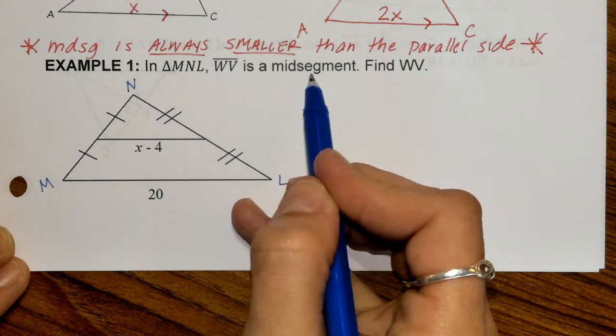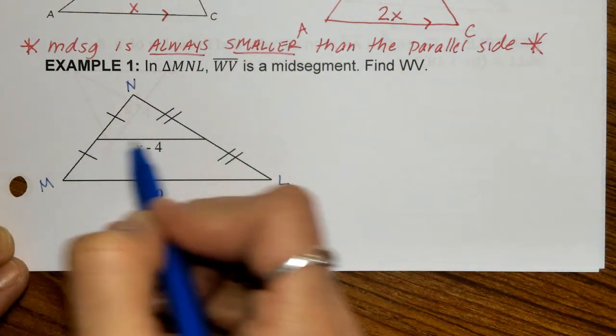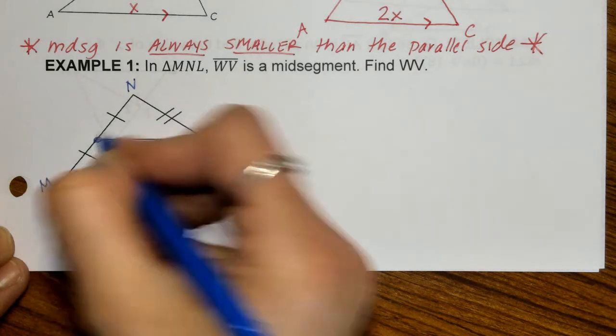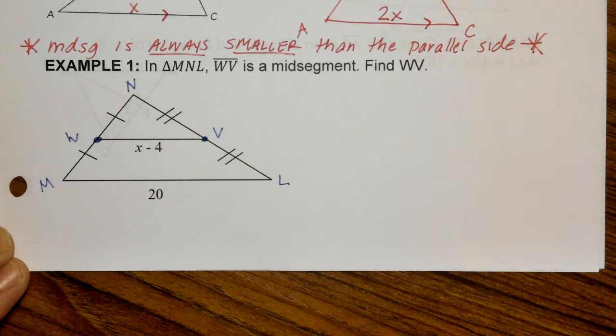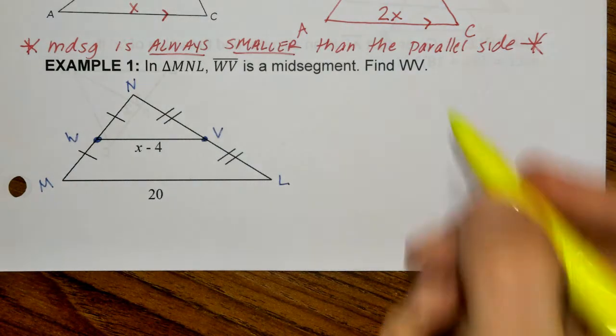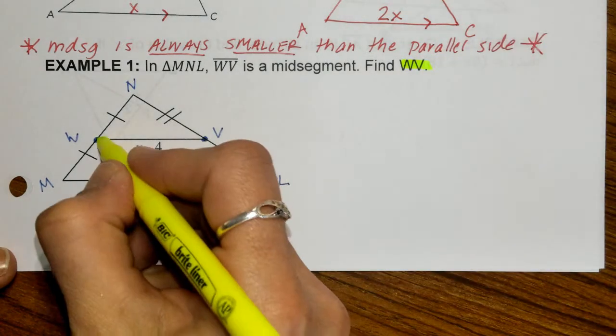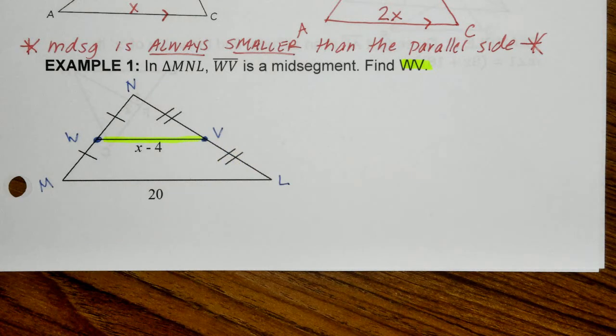WV is the midsegment, so that's going to be that segment in the middle of the triangle forming those two midpoints. So here we have W and V. We want to find the length of WV, so we want to find this. So we have to solve for X first, and then we have to go through and plug it back in.